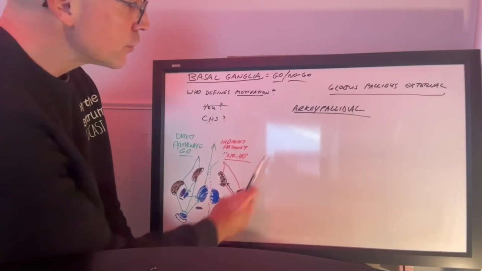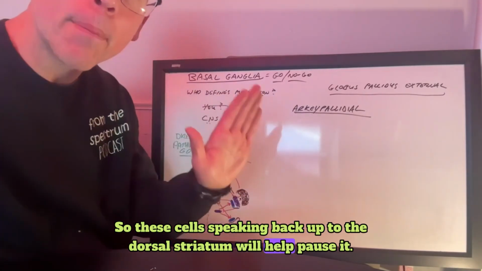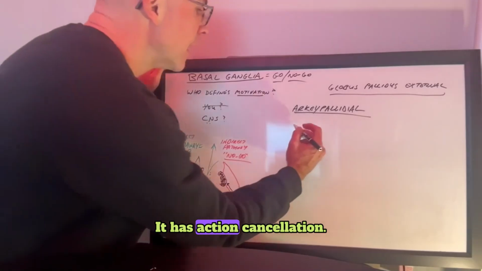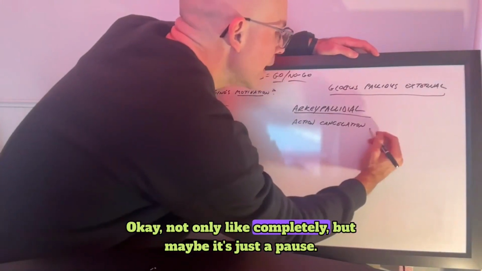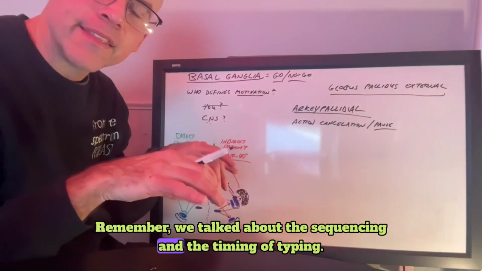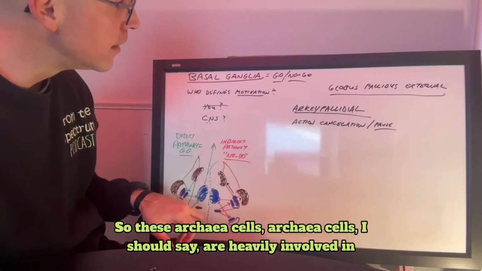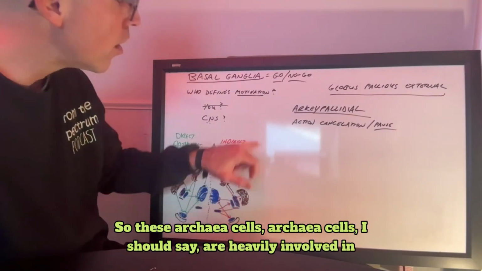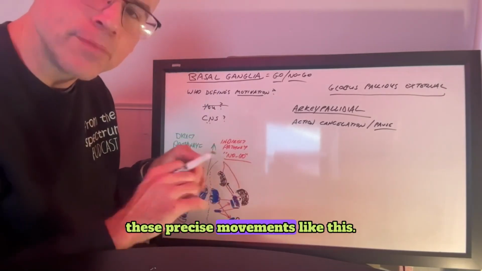actions. So these cells speaking back up to the dorsal striatum will help pause it. It has action cancellation, okay? Not only like completely, but maybe it's just a pause. Remember, we talked about the sequencing and the timing of typing. So these arkypallidal cells, I should say, are heavily involved in precise movements like this.